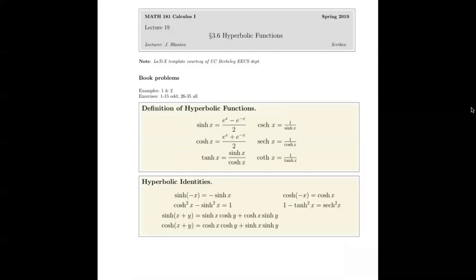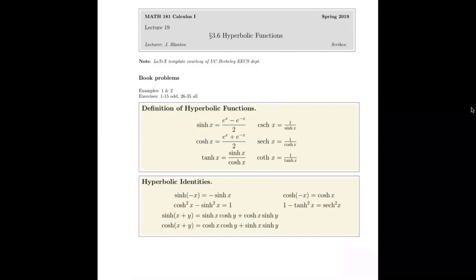They are very useful functions in applications, and perhaps we'll see some of that in later calculus courses. But they're pretty nice in terms of the calculus that's involved with them. So here's the definition of hyperbolic functions. Note that we use this convention of sine with an h. That's hyperbolic sine, cosine with an h, hyperbolic cosine, hyperbolic tangent, and so on. Just a subtle difference in the notation.